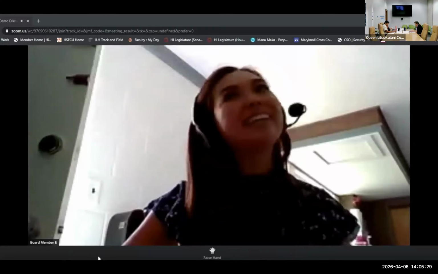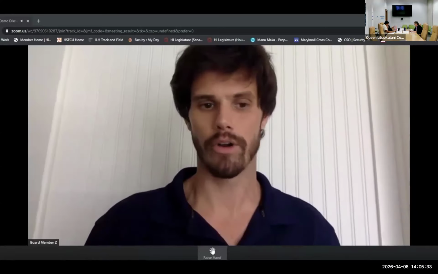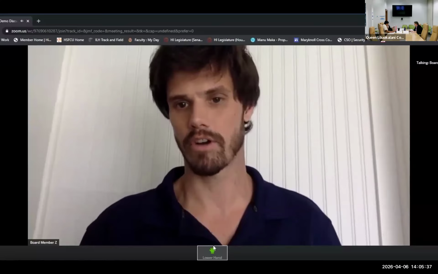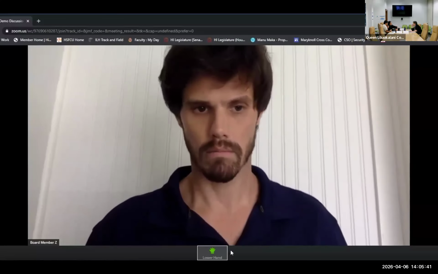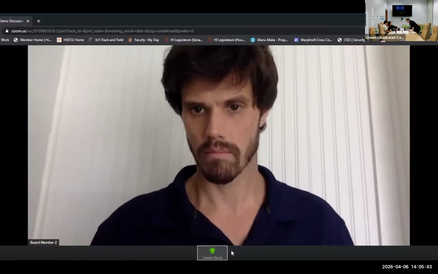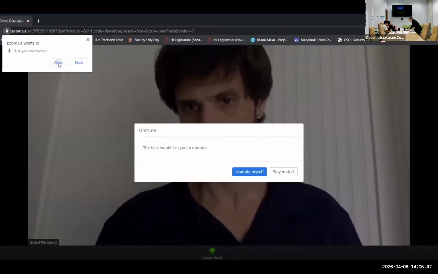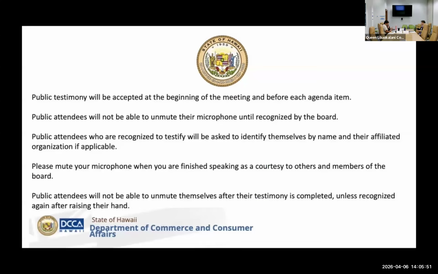Public testimony will be accepted at the beginning of the meeting and before each agenda item. You can indicate that you are ready to testify by clicking on the Raise Hand button being circled by the mouse on your screen now. At the appropriate time, the board will recognize you to speak and ask you to unmute your mic as shown here. Again, public testimony will be accepted at the beginning of the meeting and before each agenda item.